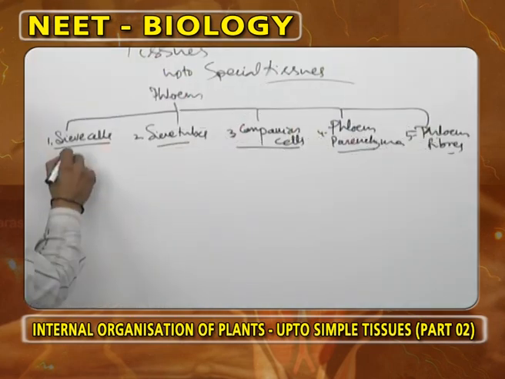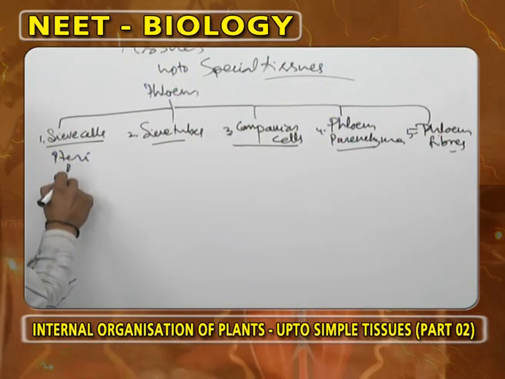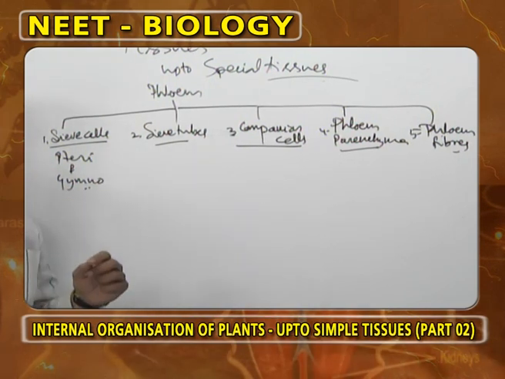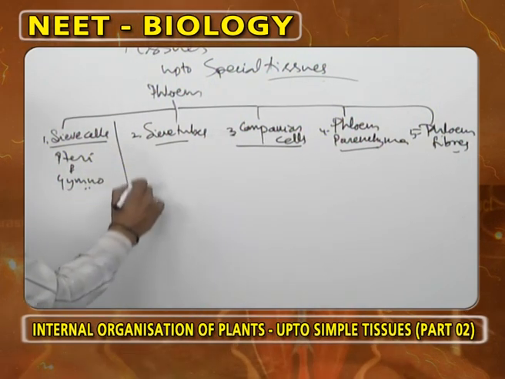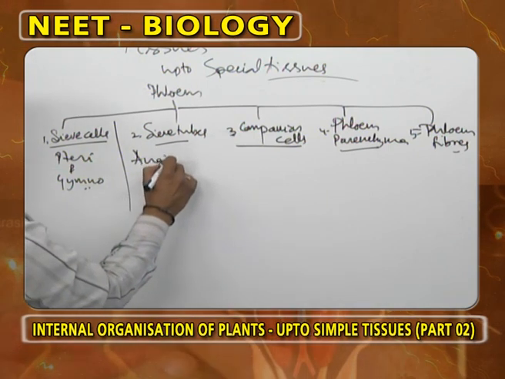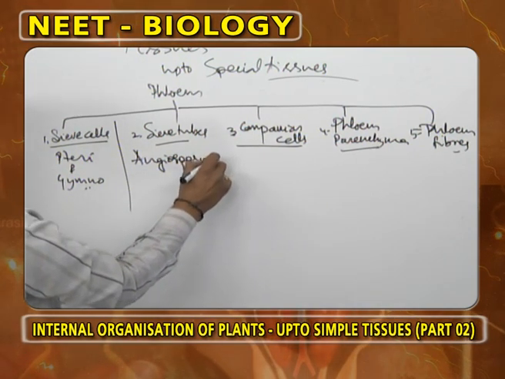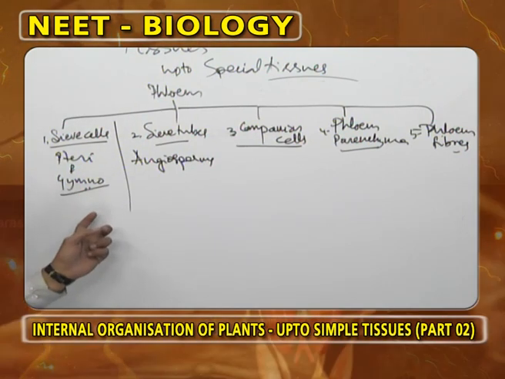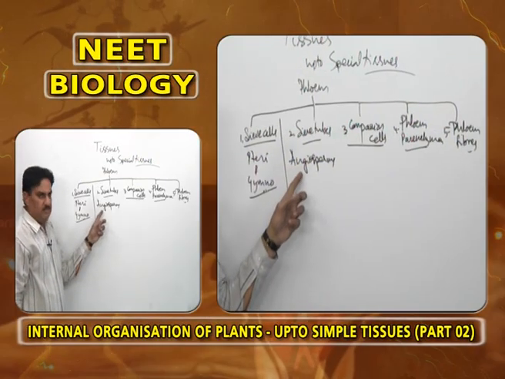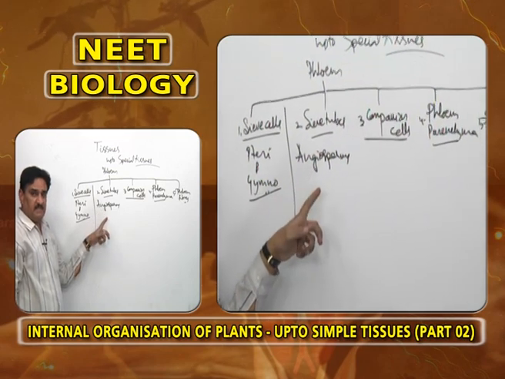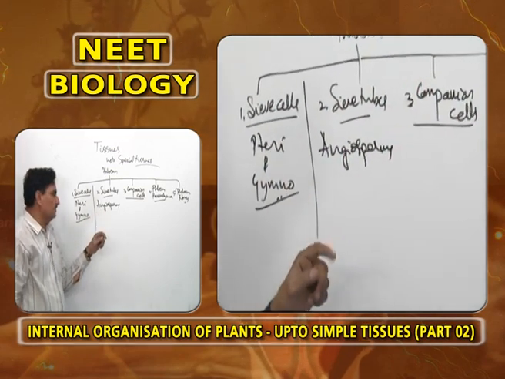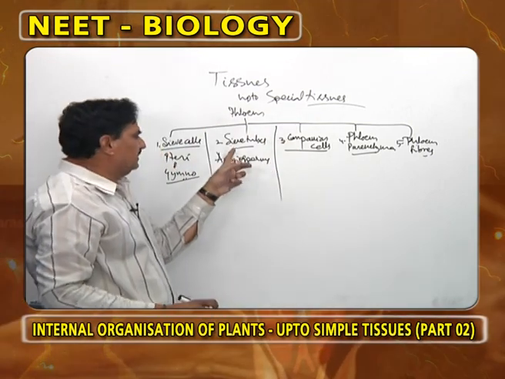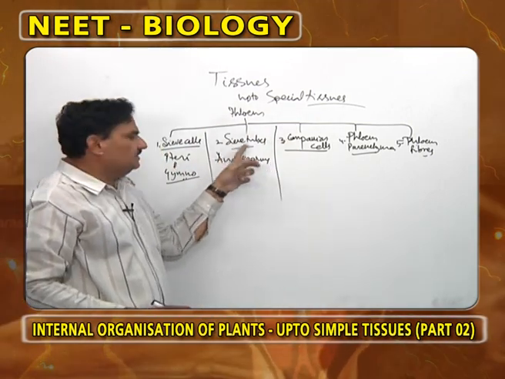Sieve cells are found in pteridophytes and gymnosperms. They are long columnar cells with a nucleus initially, but the nucleus is absent later. Sieve tubes are well organized structures in angiosperms. In sieve cells, you will find unspecialized sieve areas without sieve plates and sieve pores. In sieve tubes, you find specialized sieve areas with sieve plates and sieve pores. A companion cell is a special parenchyma cell which is very closely associated with the sieve tube.